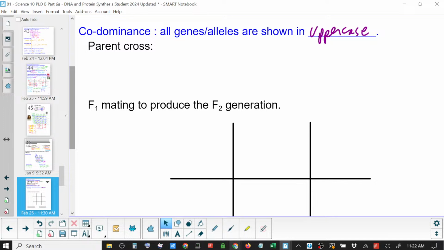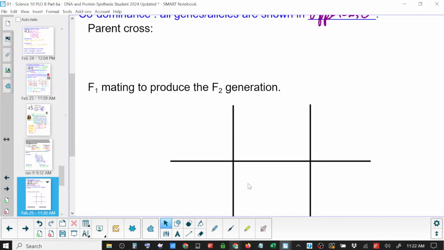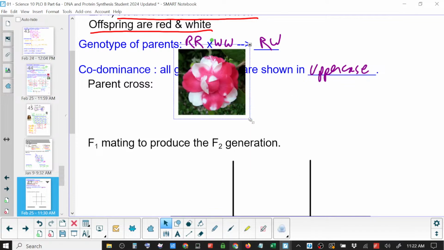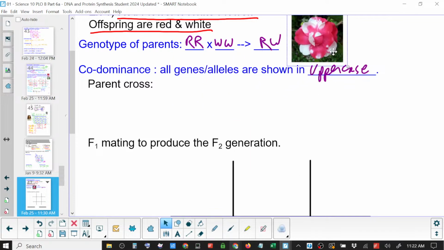I would like you to show the parent cross, and then fill in the F2 generations. So show the creation of the... and I thought I'd show some pictures of it. I don't think I have any pictures on here. Did I hide them anywhere? No. Let's just paste one. There we go. So there is an RW.